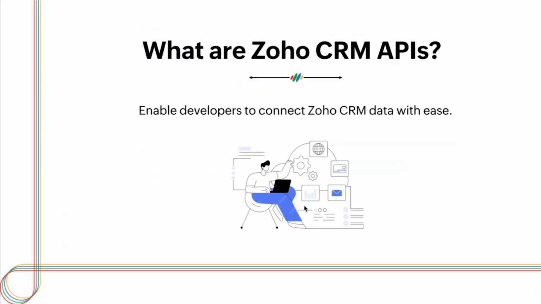So what are Zoho CRM APIs? We talked about the e-commerce website, where our request is processed and a response is rendered. Similarly, when you want to access data that is stored in Zoho CRM, we have APIs specifically for that. So these are called Zoho CRM APIs. These APIs allow developers to connect Zoho CRM data very easily.